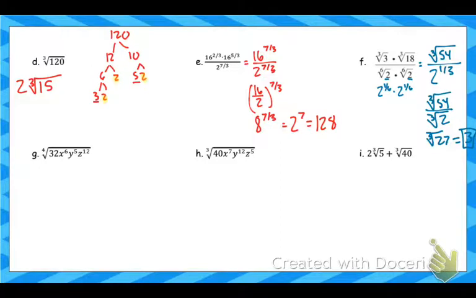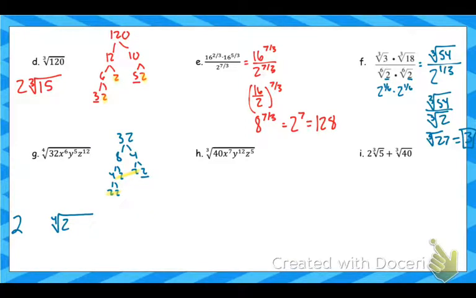All right, moving on. So going to G, very similar to D. The only difference is now we also have to consider the variables. So let's start by simplifying the 4th root of 32. So let's take 32 and let's break it down. And since this is a 4th root, I'm looking for a set of 4. Well, I do have 4 2's. So 2 is going to come to the outside. There's a 2 left over. It's going to stay on the inside.